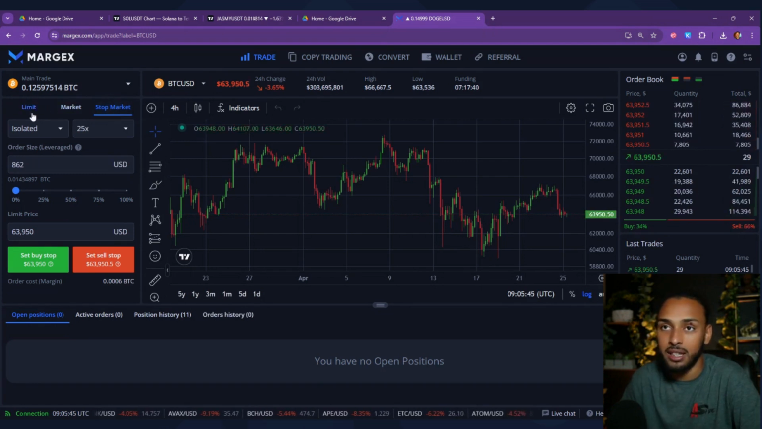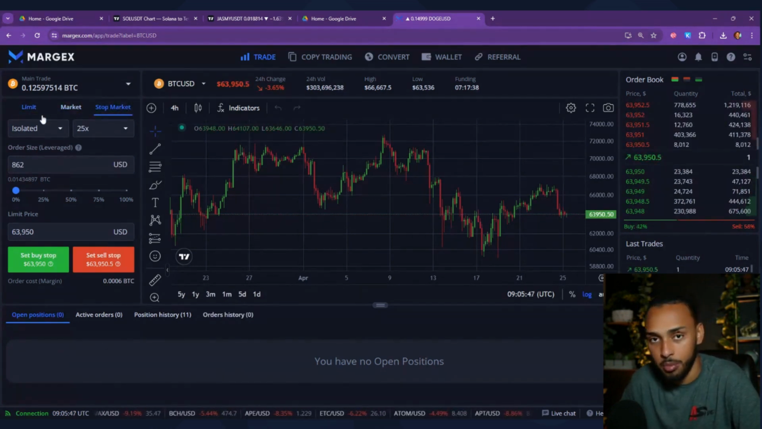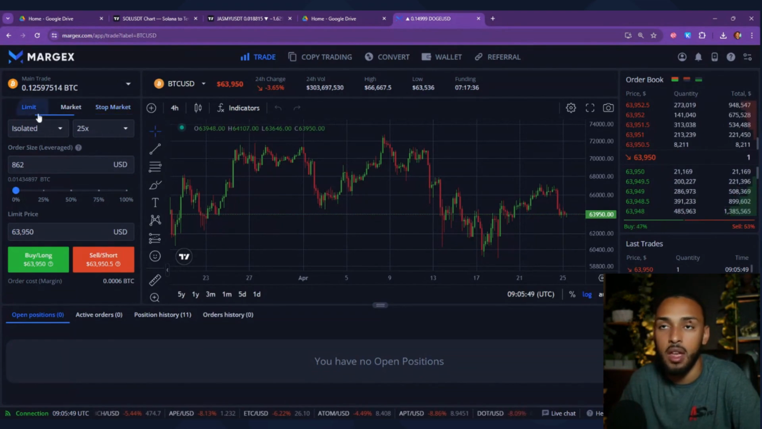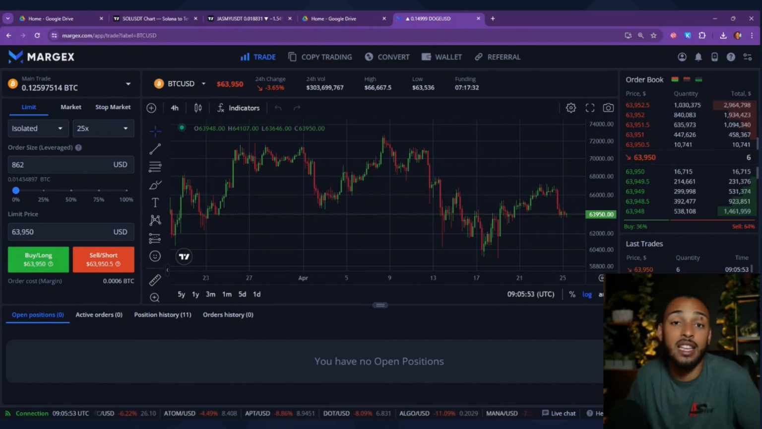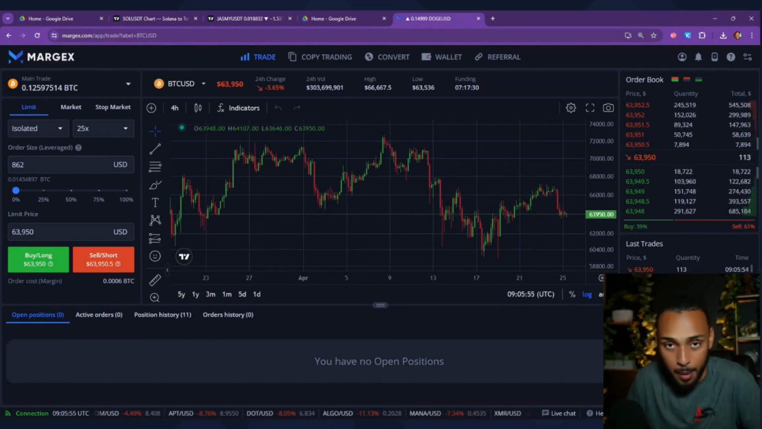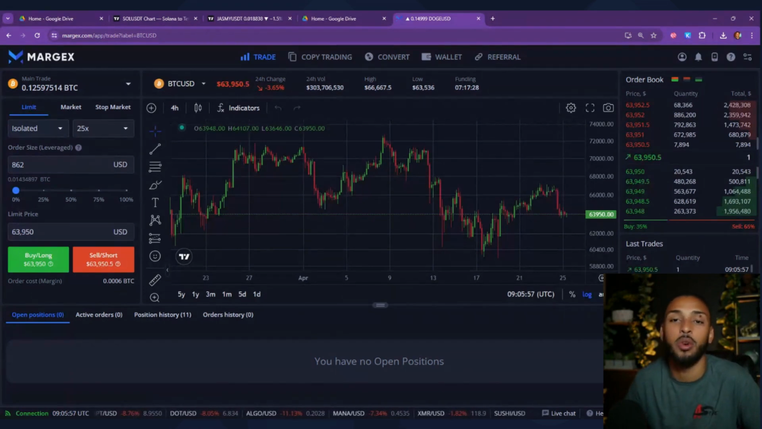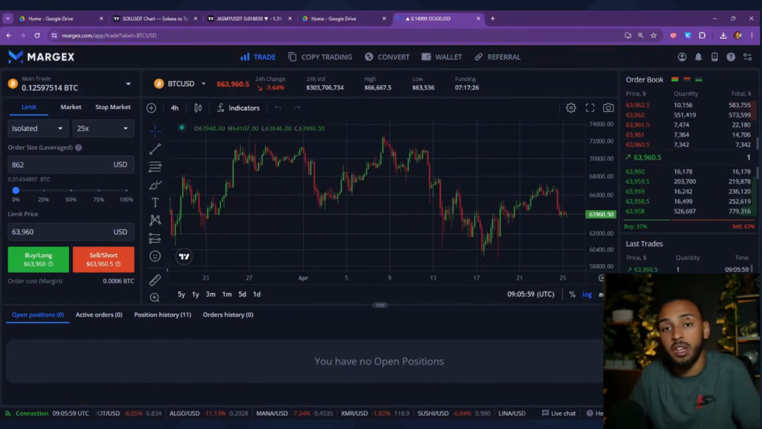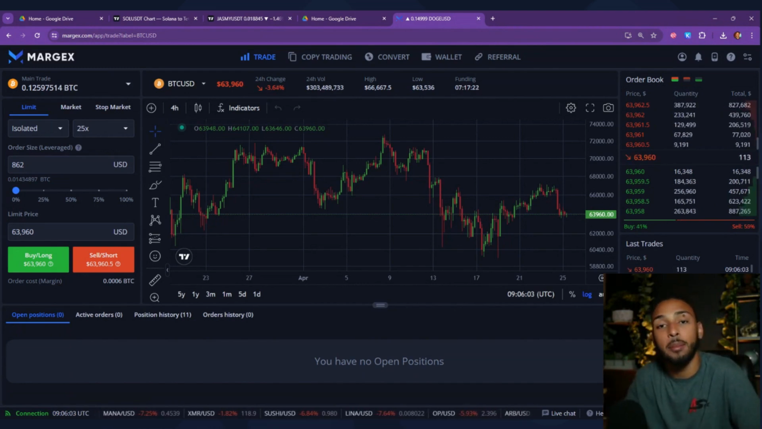Realistically, limit and stop market are rather similar. What a limit order is, quite simply, is that once a price hits a certain level, a certain thing happens. That's the easiest way to explain it. Generally speaking, if you're looking to sell a crypto, you'll set a limit sell order.